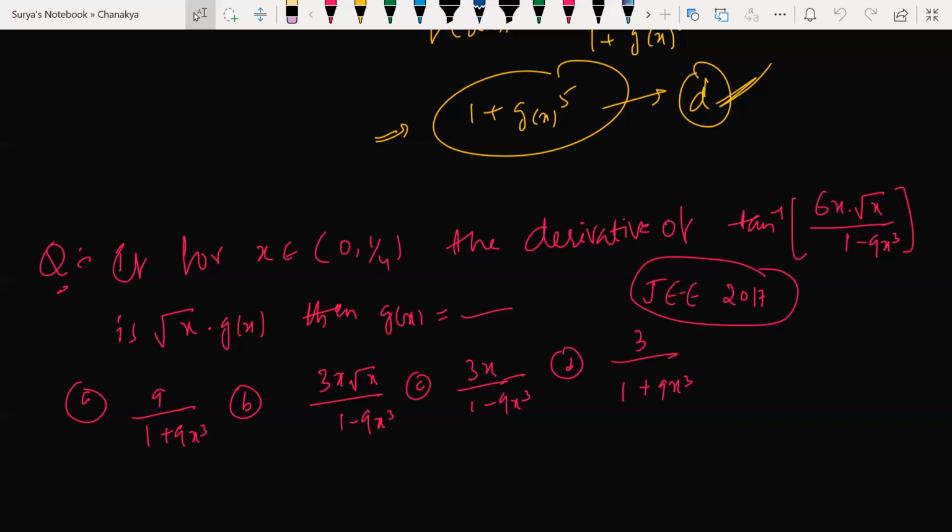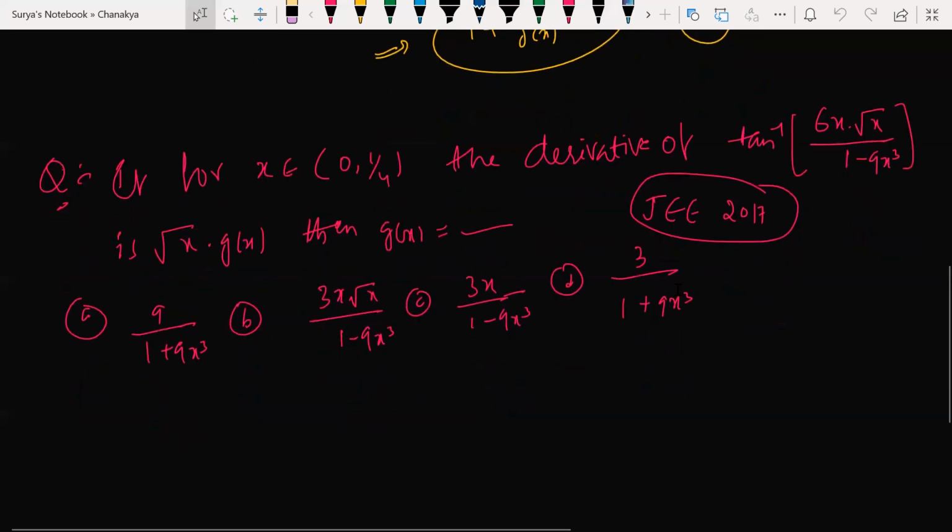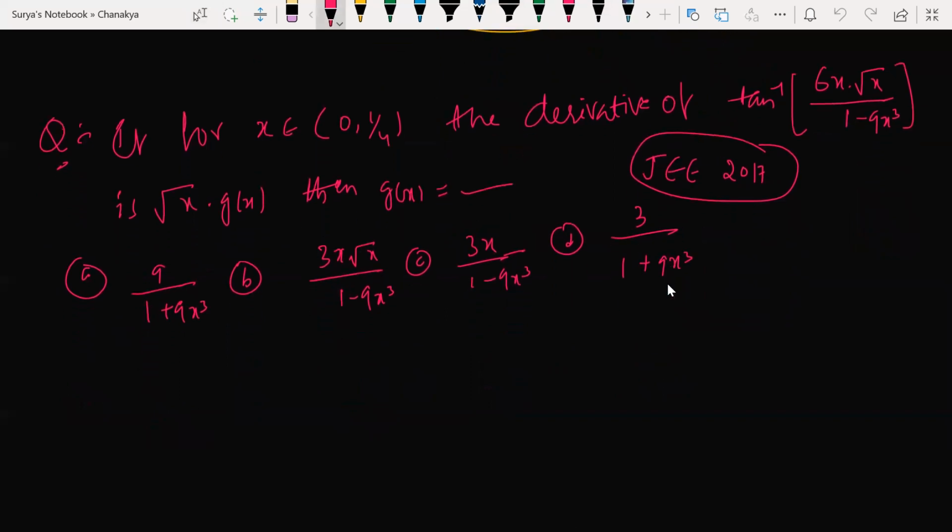Sir, could you explain this? You want me to explain this question? Simple question. Look, the derivative of tan inverse of 6x into root x by 1 minus 9x cube is given to you. Do you remember one formula? What is the formula we have? 2 times tan inverse of x is equal to tan inverse of 2x by 1 minus x square.